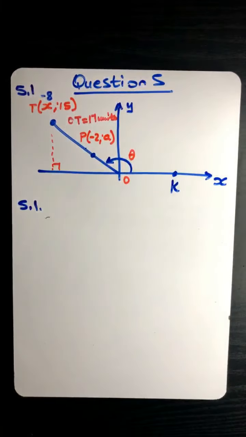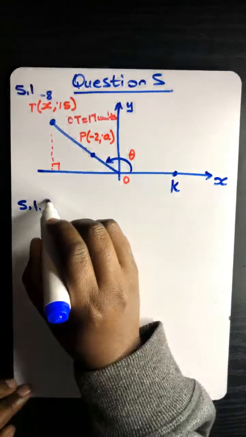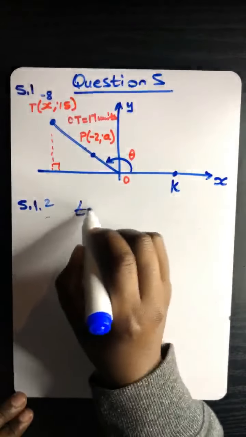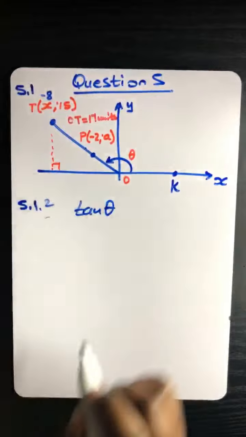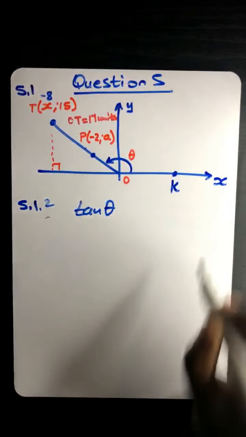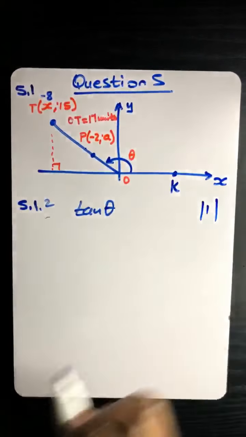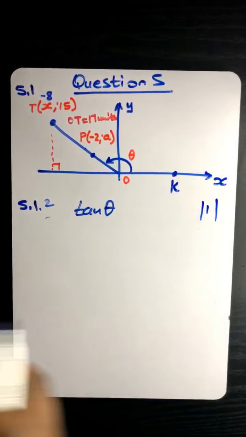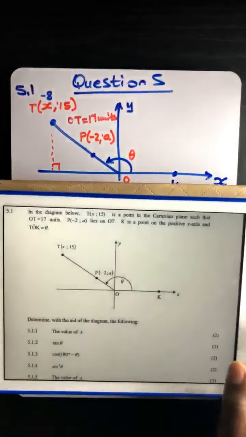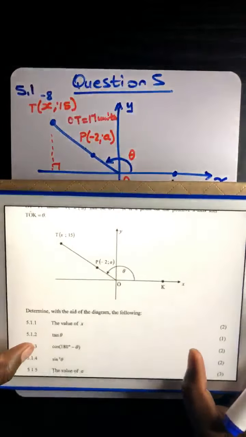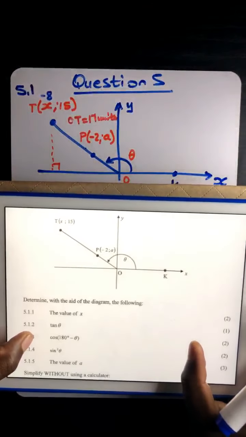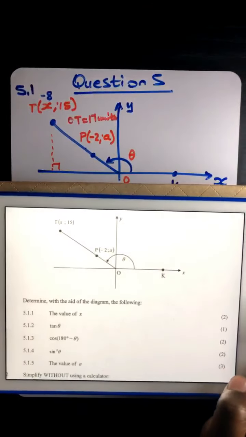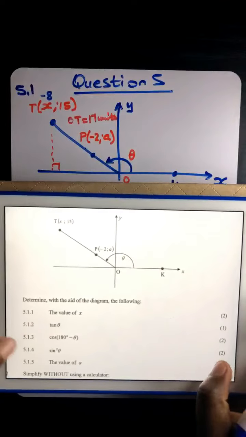5.1.2. Determine with the aid of the diagram tan theta. They want you to determine tan theta, and this question is allocated 1 mark, as you can see over there. Anyone who'd like to give it a try, remember, you just mention your name and you will be recognized, honorable member.